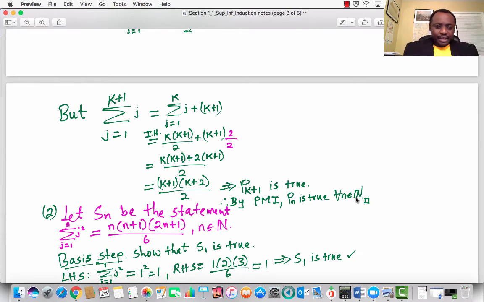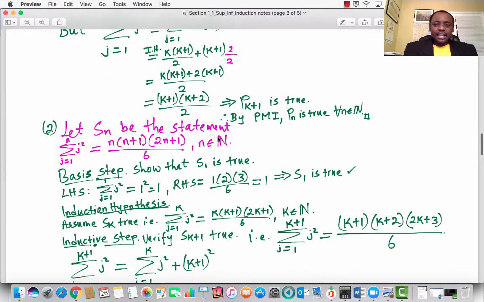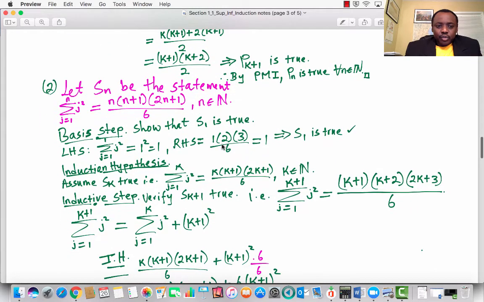Let's try one more time. Let Sn be the statement: the summation j from 1 to n of j squared equals n times (n plus 1) times (2n plus 1) divided by 6, where n is a natural number. Again, we start with the basis step. We show that S1 is true.